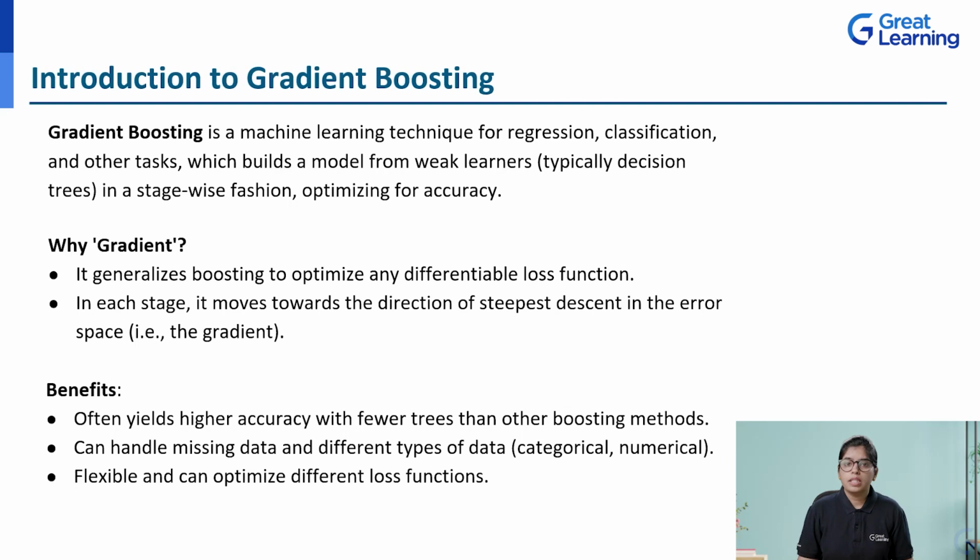The next point I want to discuss is the benefits of gradient boosting. The first benefit is often higher accuracy with few trees. It doesn't work with a lot of trees. We create few trees and based on that it gives higher accuracy. In other boosting methods, like XGBoost, we create more decision trees compared with this traditional gradient boosting method. It can handle missing data and different types of data, categorical and numerical. It is flexible, can work with any other task, and can optimize different loss functions, which is very important when you are modeling your data. So these are all the benefits of gradient boosting. We have discussed what gradient boosting is, and why we require the gradient.